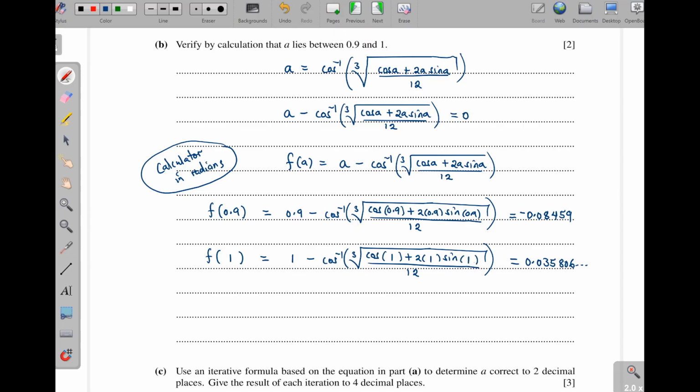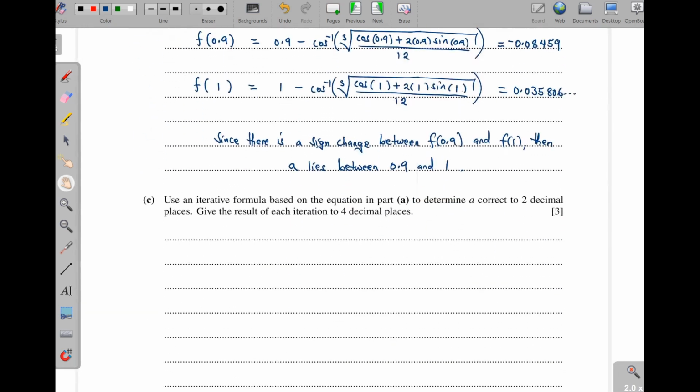0.8459. It's a negative. Then we can conclude and say, since there is a sign change between f of 0.9 and f of 1, then you write this statement here. A lies between 0.9 and 1. And that is that.